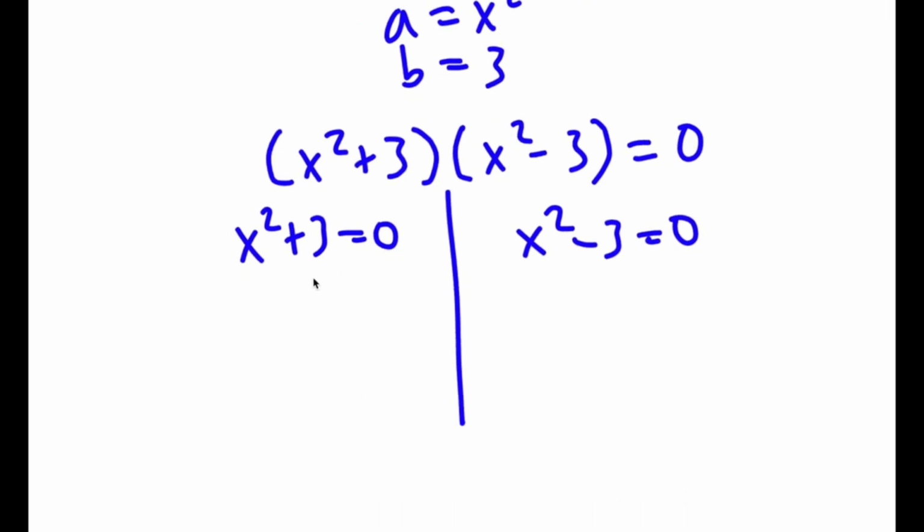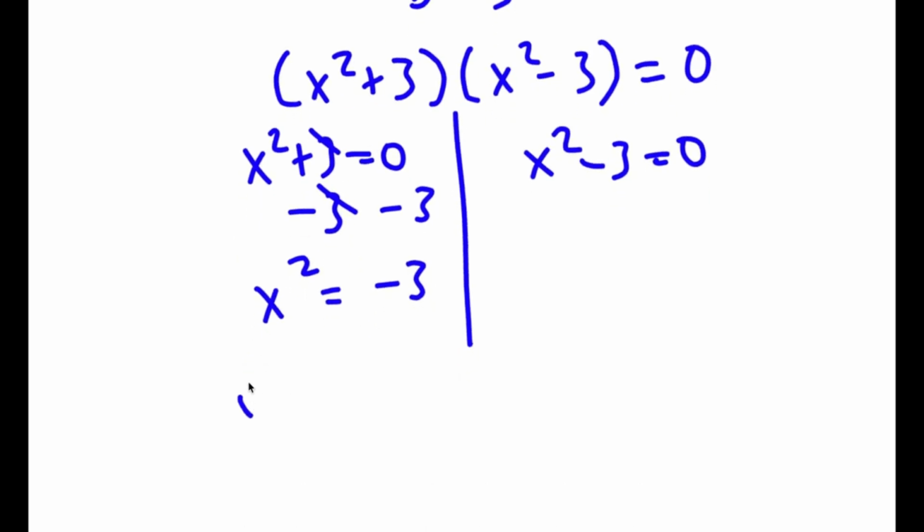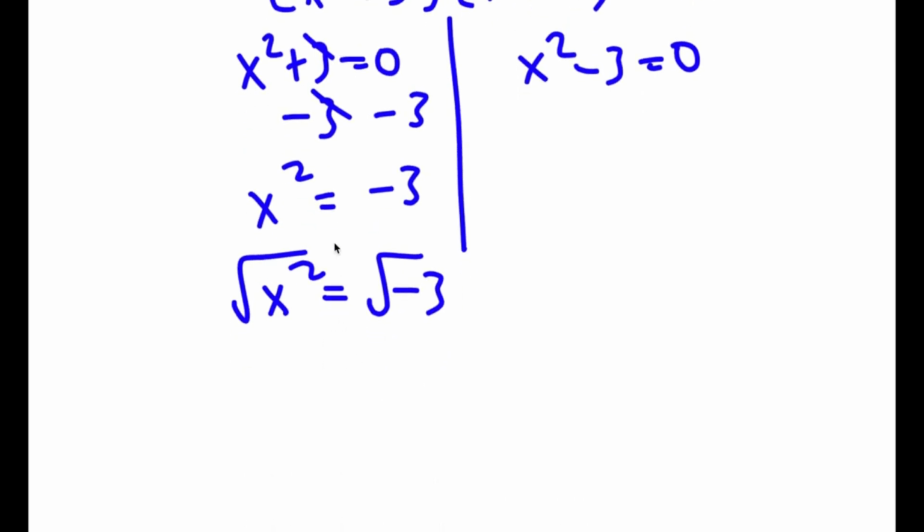So for x squared plus 3 equals 0, all I have to do is simply subtract 3 on both sides. So then these two cancel out, and I'll have x squared is equal to negative 3. So now to solve x squared equals negative 3, I'm going to take the square root on both sides. So I have the square root of x squared is equal to the square root of negative 3. Now the square root of x squared, that's simply equal to x, and the square root of negative 3 I can rewrite as the square root of 3 times the square root of negative 1.